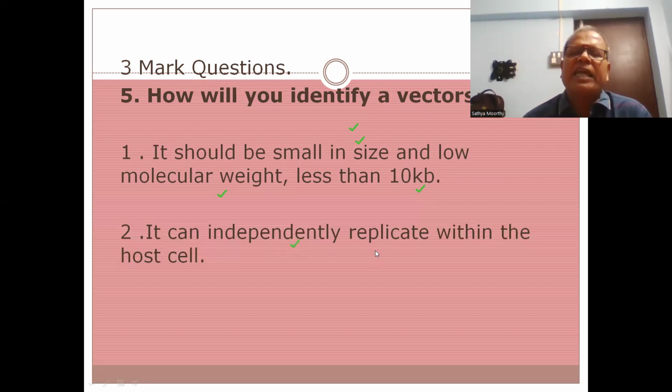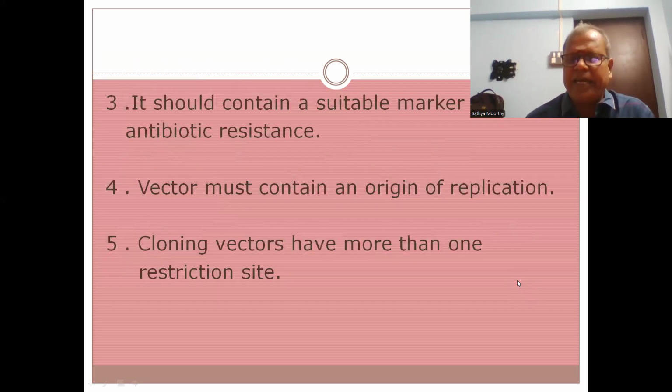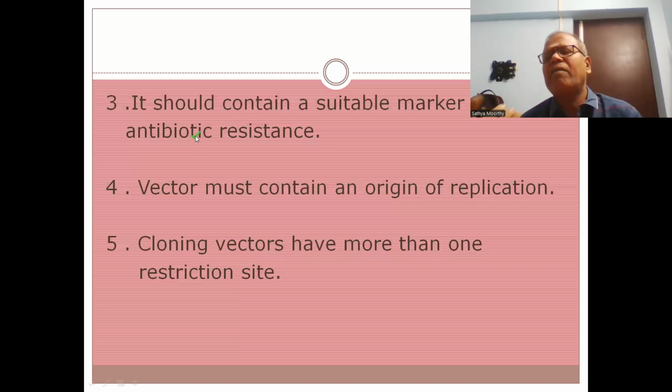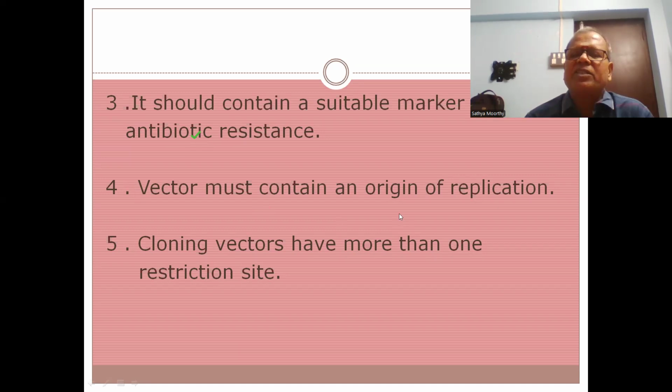It can indefinitely replicate within the host cell. It has the ability of self-replication. Generally, vectors possess this ability. Plasmid is a self-replicating structure. And it should contain a suitable marker for antibiotic resistance. Now, it may have either an ampicillin resistant gene or a tetracycline resistant gene that we use as a marker. And a vector must contain an origin of replication. We are calling it the ORI region. It should possess an ORI.